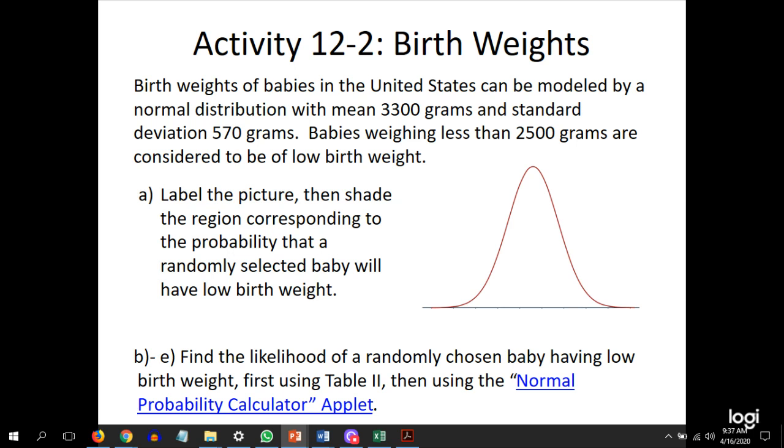Now it's notable that we can calculate these proportions even though we don't know the size of the population, right? The point is that the area under the normal distribution includes 100% of the observations, and the use of Table 2 gives us the proportions in these different regions. All right, so let's do part one. Let's label the picture and then shade the region corresponding to the probability that a randomly selected baby will have low birth weight. So I'll switch over.